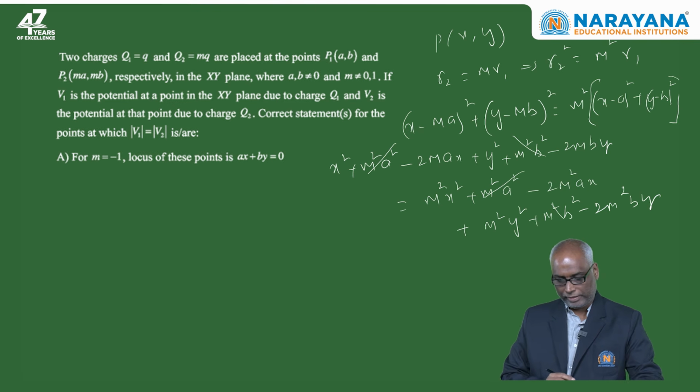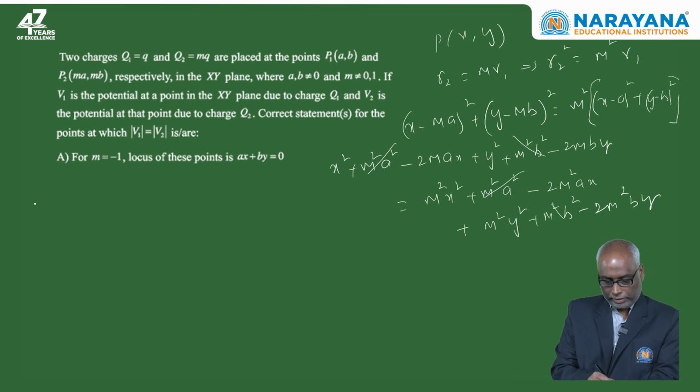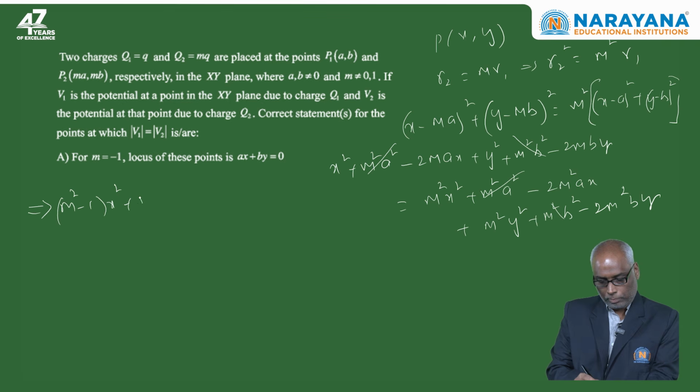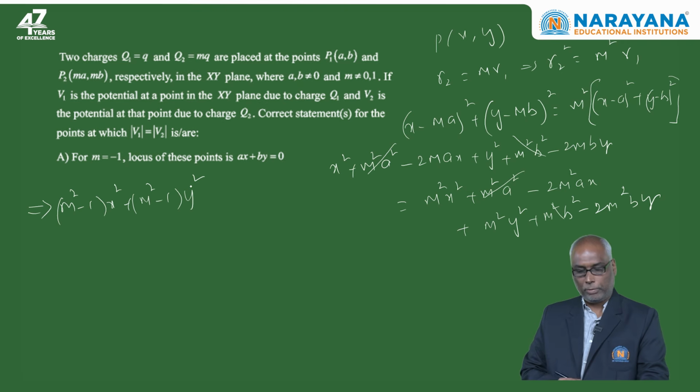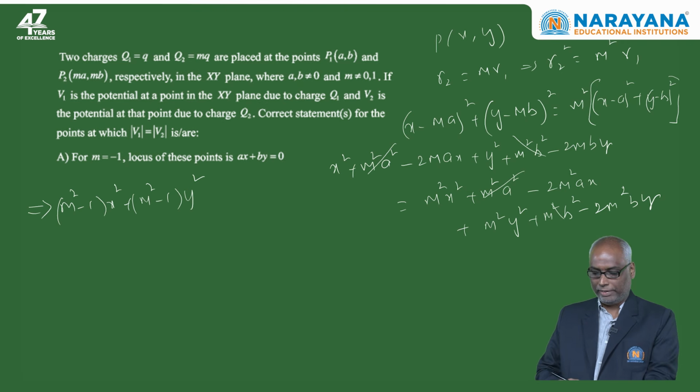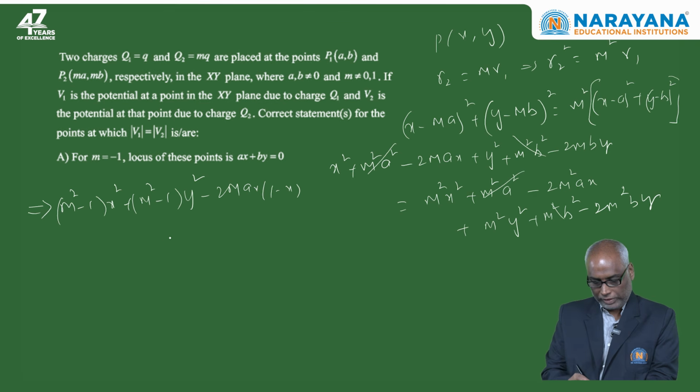We will bring all the terms to one side. When I bring all the terms to one side, we get this equation as (m square minus 1) into x square plus (m square minus 1) into y square. Similarly, bringing the other terms also to the other side, we get minus 2max into (1 minus m) minus 2mby into (1 minus m) should become equal to 0.